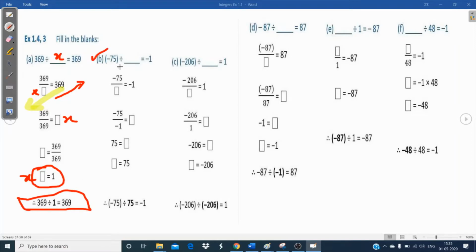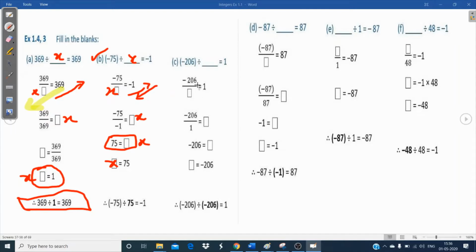Similarly in the B part, again let's take this unknown integer as x. So -75 divided by x will equal what? -1. Now again you will do cross multiplication. x will go there and -1 will come down. So -75 upon -1 will equal x. Now minus minus sign will get cancelled out. So what will you get? 75. So this is the value of this unknown integer x. So the x value is now 75. So -75 divided by 75. This can be cancelled out, and what will you get?